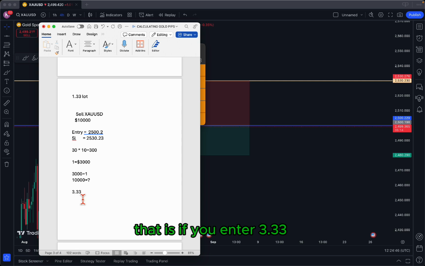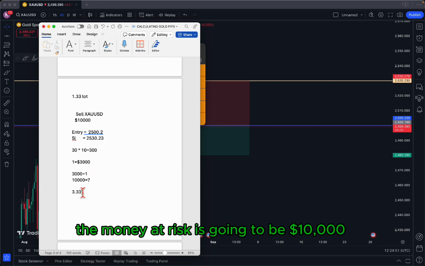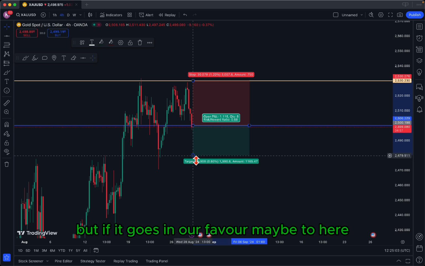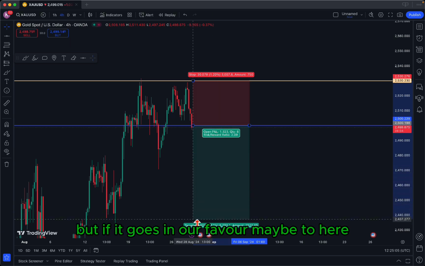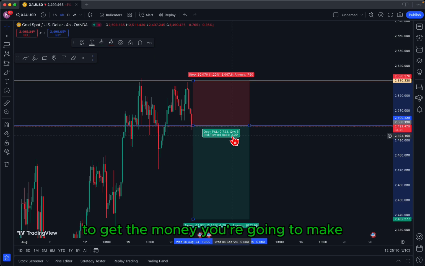That is, if you enter 3.33 in our trading platform with this 300 pips, the money at risk is going to be $10,000. So from here, this is our stop loss. So if the trade goes against us, we're going to lose $10,000. But if it goes in our favor, maybe to here, we just multiply the $10,000 by 2 to get the money you're going to make from this particular trade.